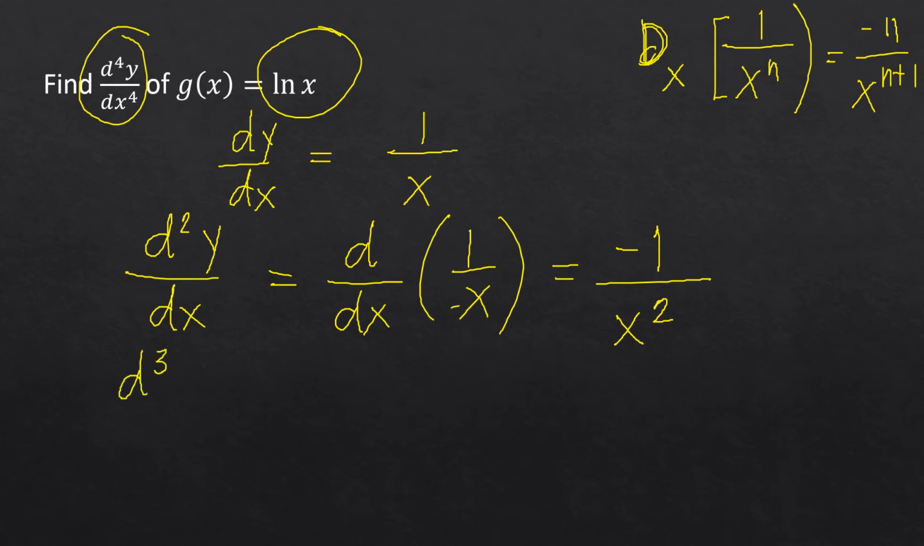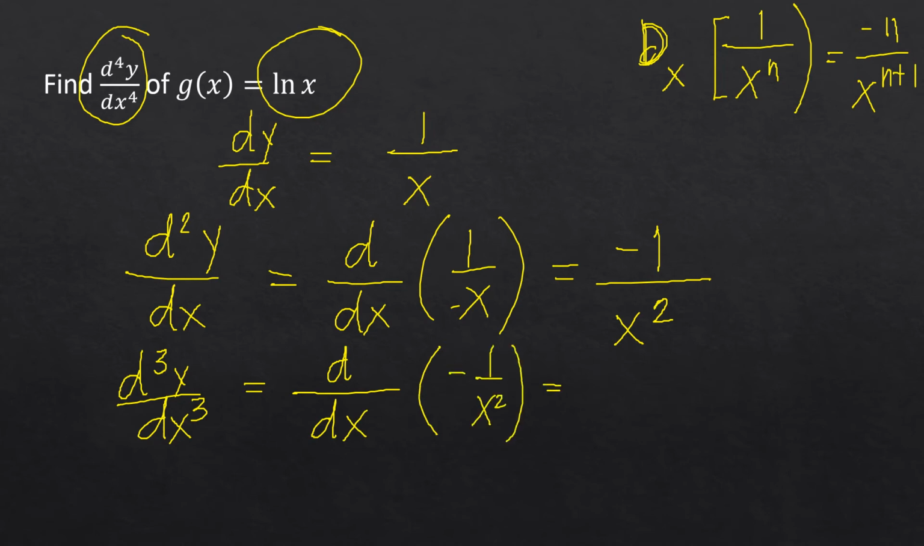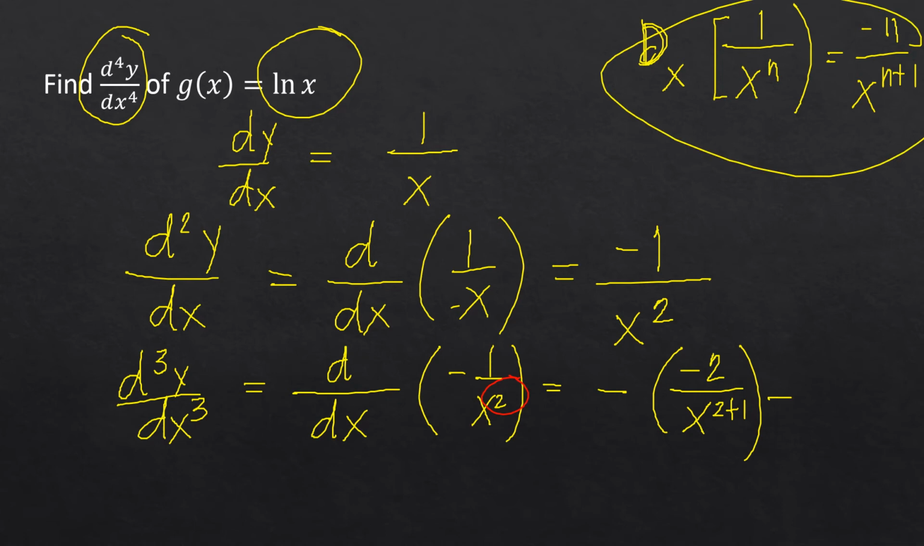So we're getting the third derivative with respect to x, differentiating the second derivative, which is negative 1 over x squared. So that will be negative times, ang n na natin dito is 2. So pwede natin na siyang isulat into negative 2 over x raised to 2 plus 1 using this rule. Negative times negative 2, so our answer will now be 2 over x raised to 3.